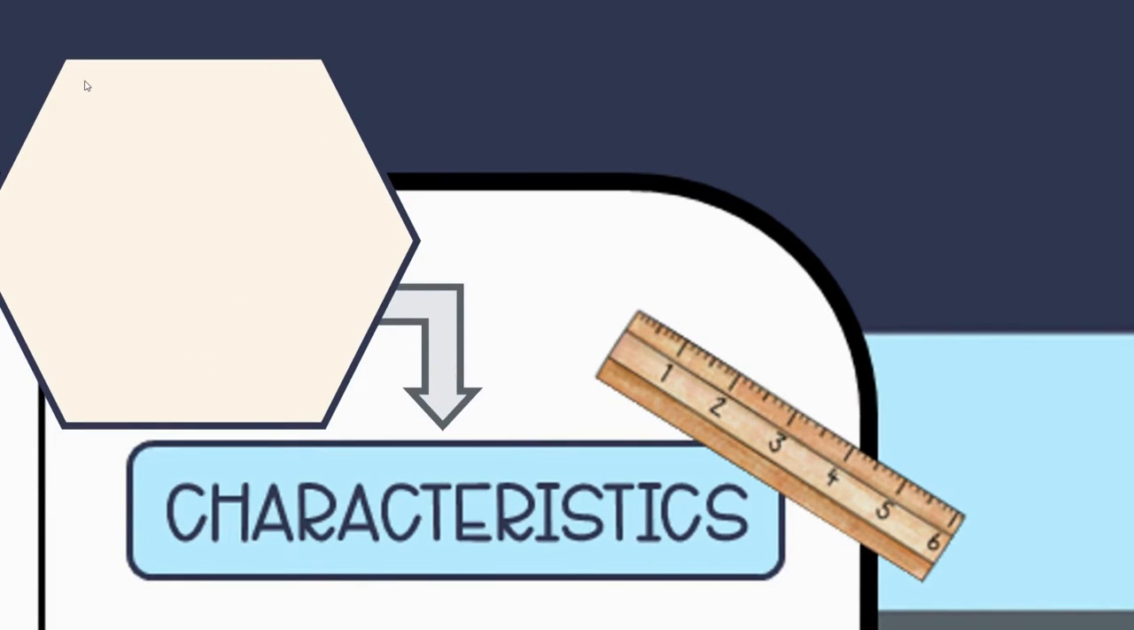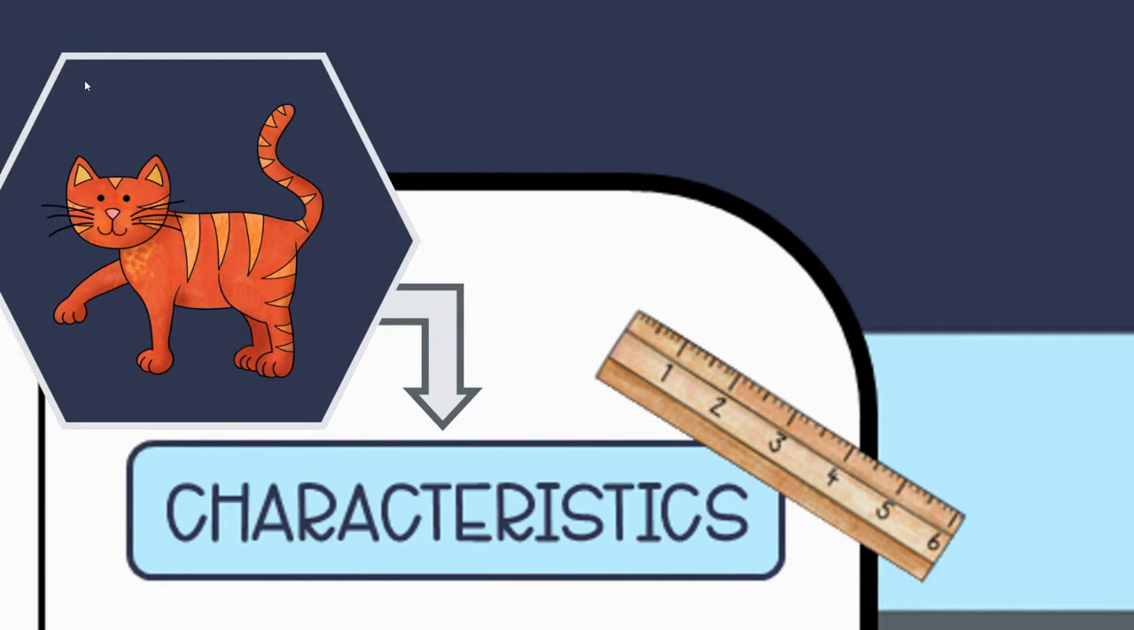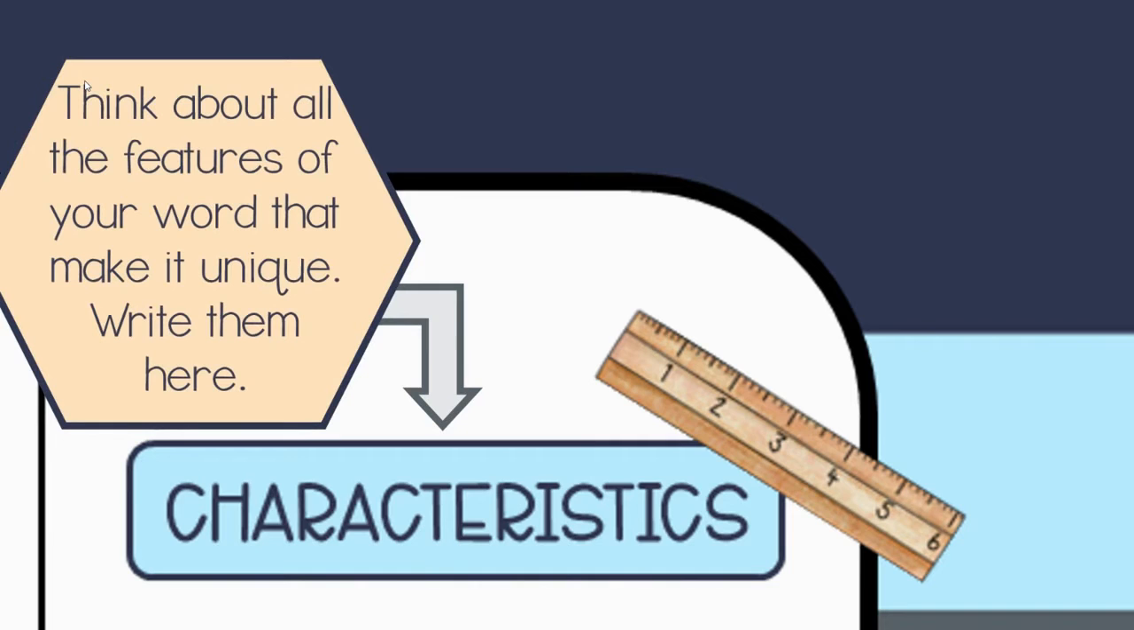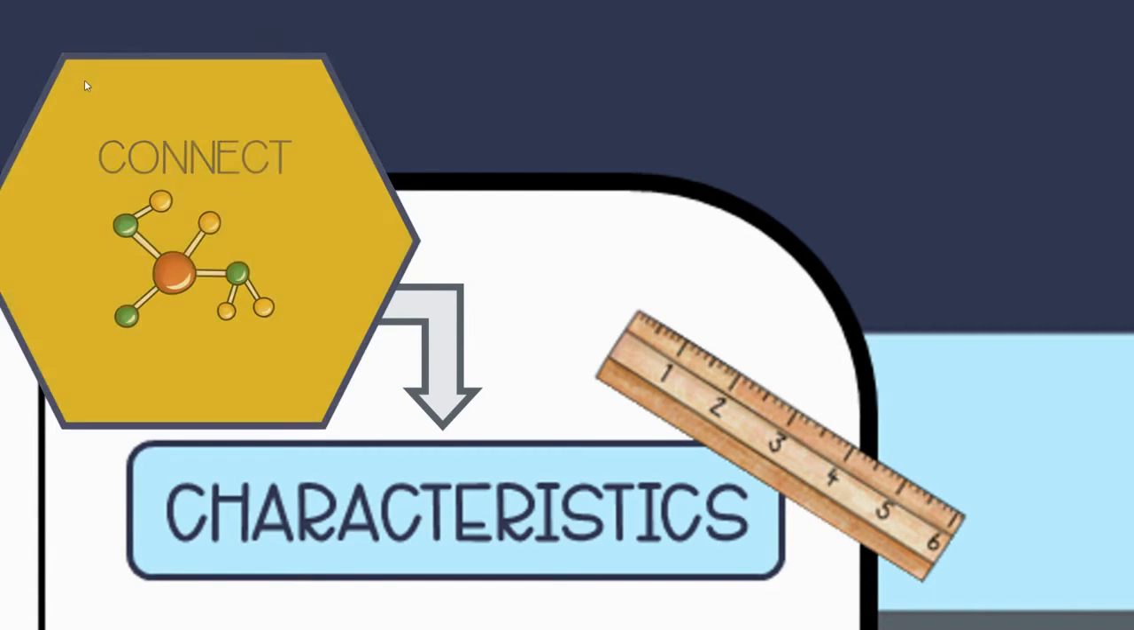Now we'll come over here to characteristics. Ask, think, and connect. First, we ask, what is specific and unique to a cat? And I'll come up with this picture in my mind. Let's see, I might think about the fur, the feet, the fact that they often land on their feet, their pointy ears. Now we're going to think about all of that so we can write it down. Think about all the features of your word that make it unique. Write them here. Fur, pet, flexible, pointy ears.